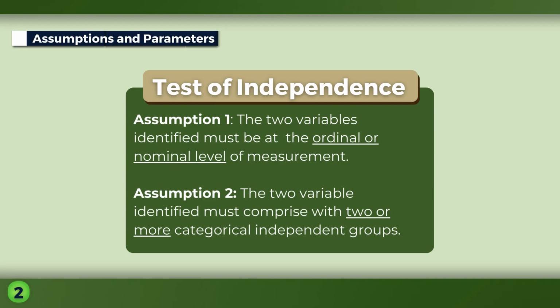For the test of independence, we have assumption number 1. The two variables identified must be at the ordinal or nominal level of measurement. This is shared across the other tests. Assumption number 2, the two variables identified must comprise two or more categorical independent groups. Since we are making comparisons or assessing the relationship in the test of independence, we need to have distinctive traits that fall in the same category but have different characteristics, such as gender, specifically male and female.